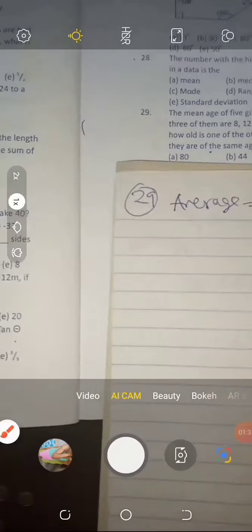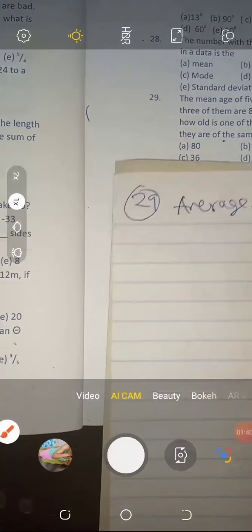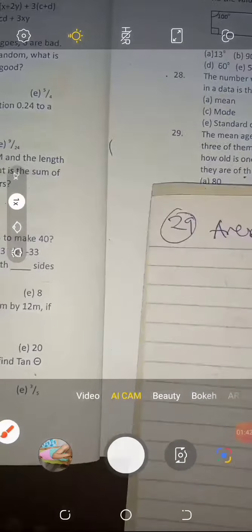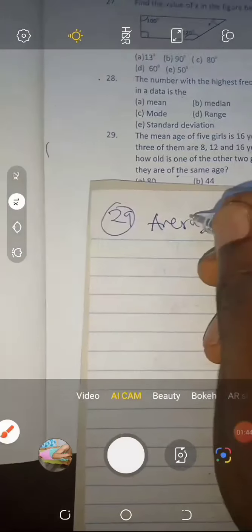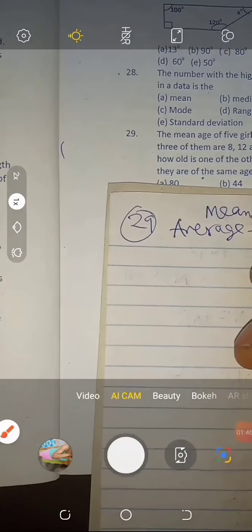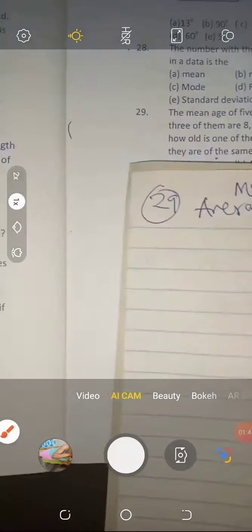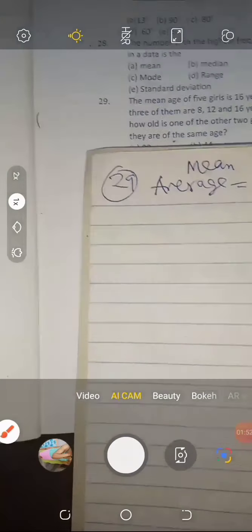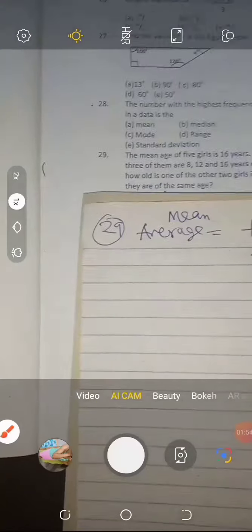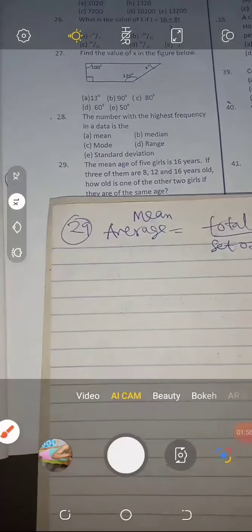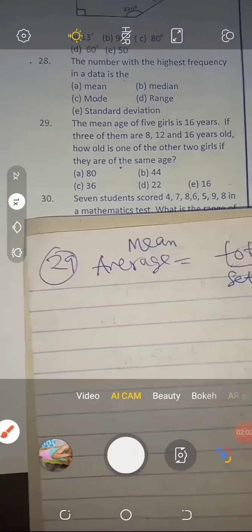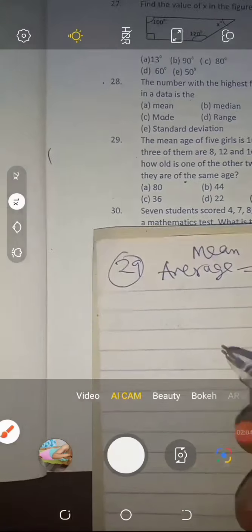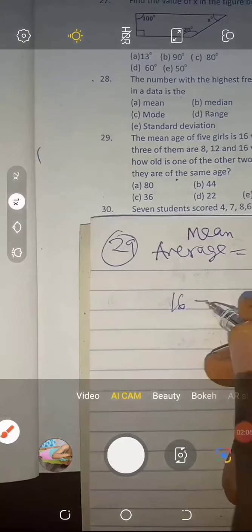So in this case, the average is given to us. They say the mean, or okay, the average is the same thing as the mean, so don't get confused. Whether they say mean or average, it's still the same thing. The way you do mean is the way you take care of average. It's just the language that they are using. So we have been given that the mean of the 5 girls is 16. So we put 16 here.